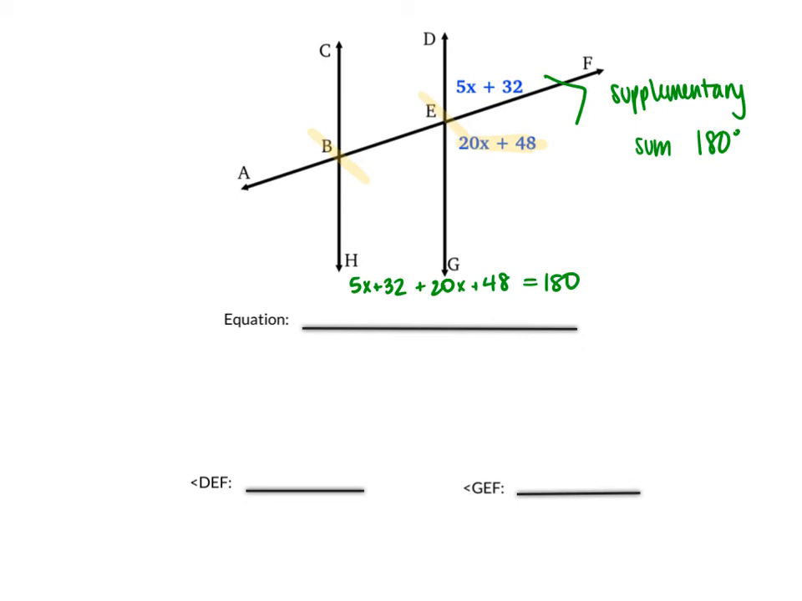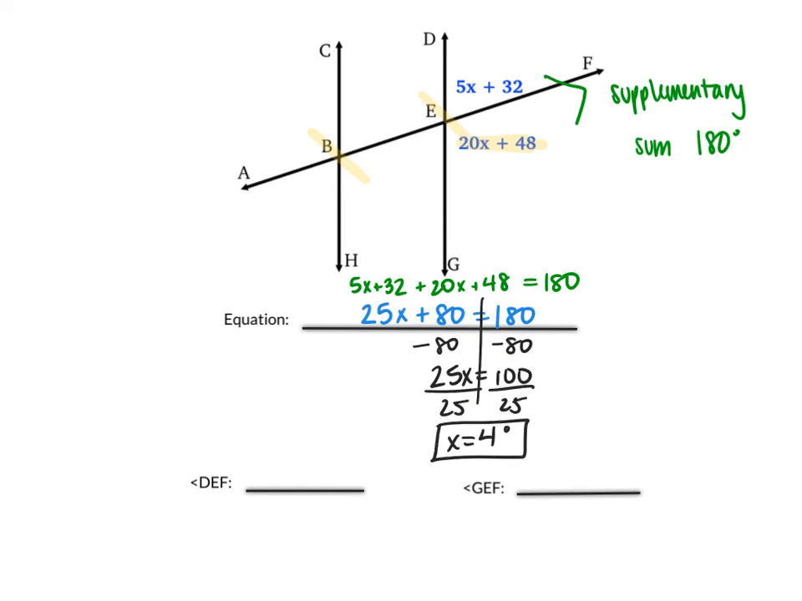Now that's a pretty lengthy equation, so what I'm going to do to simplify it is combine like terms. So combining my x terms would be 25x, and combining my constants would be 80. So that looks much simpler, much easier to solve. So to solve, I would subtract 80 from both sides. That would leave me with 25x equal to 100. So dividing by 25 gets me a final of x would be 4, or 4 degrees.